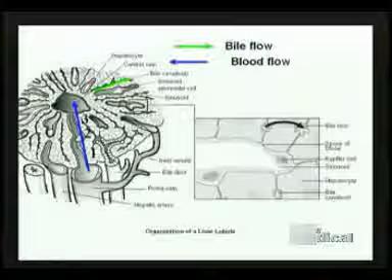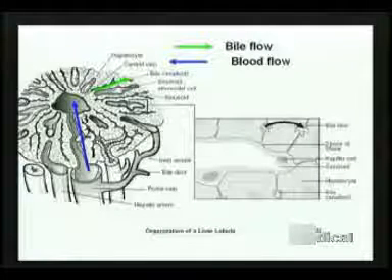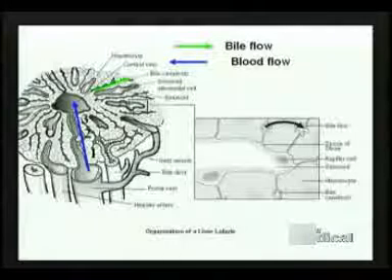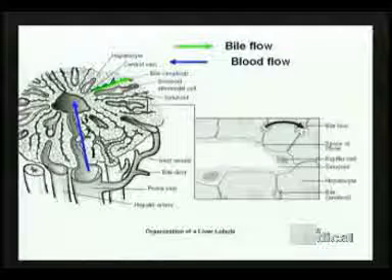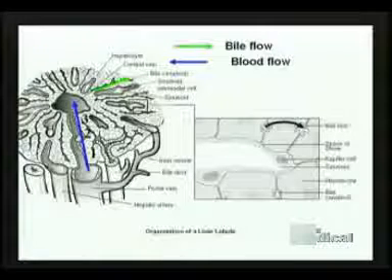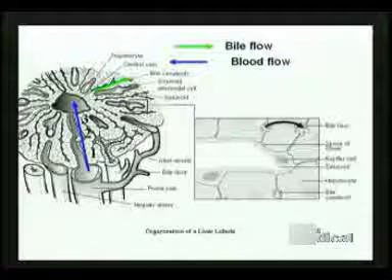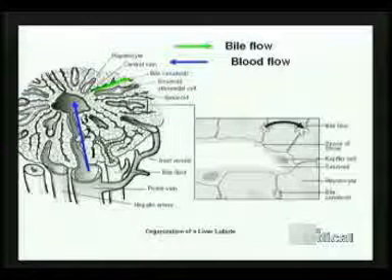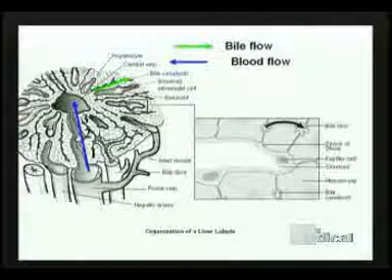In our next slide, let's take a view of and talk about the functional organization of the liver. Fundamentally, we're looking now at a section through a liver lobule. The organization we want to talk about is the difference in the direction of blood versus bile flow through a hexagonal liver lobule.